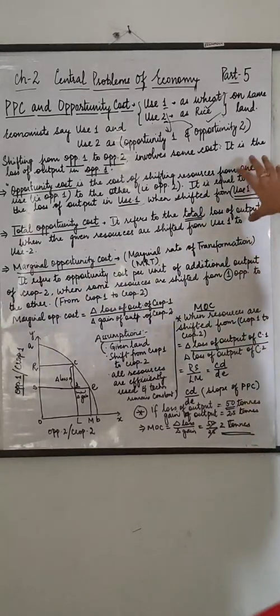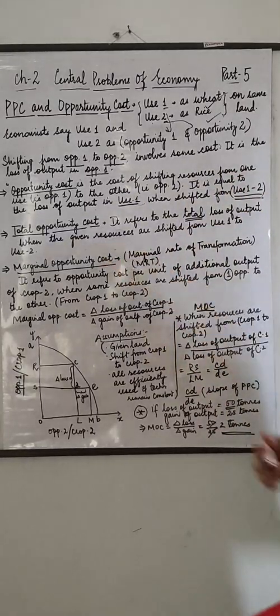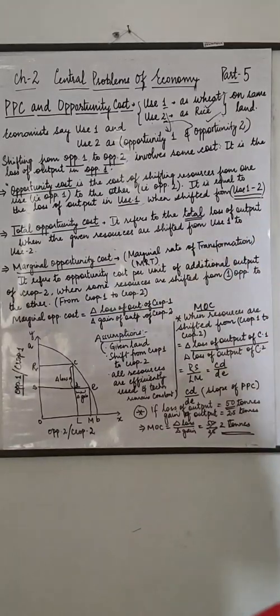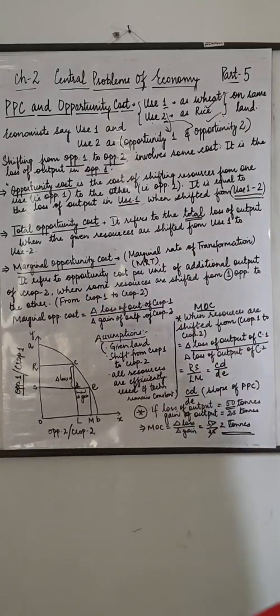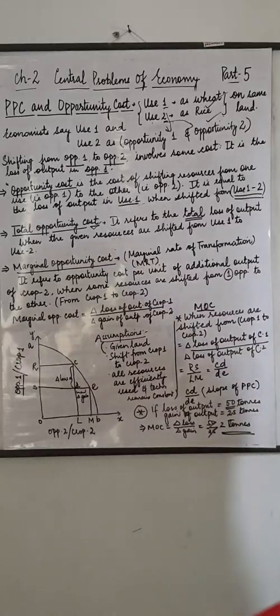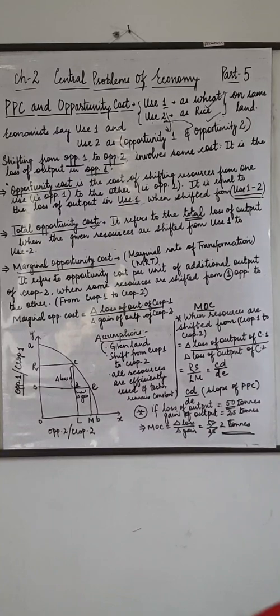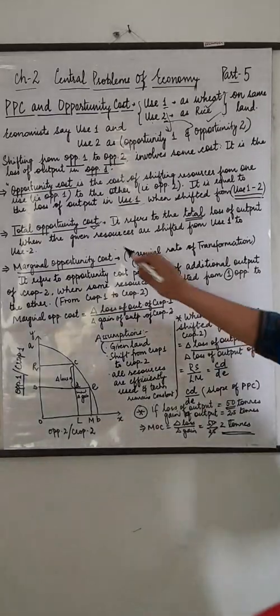Now, this was as simple as opportunity cost. Now, what is total opportunity cost? Total opportunity cost says total loss of output. Whatever total loss we have got when shifting from one opportunity to another is considered as total opportunity cost. Opportunity cost is just that particular loss from one to another. In totality, that loss is known as total opportunity cost.